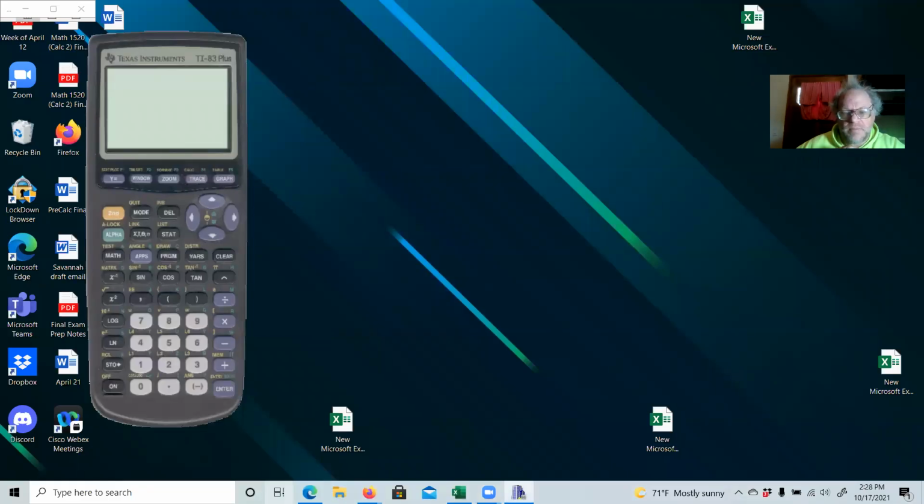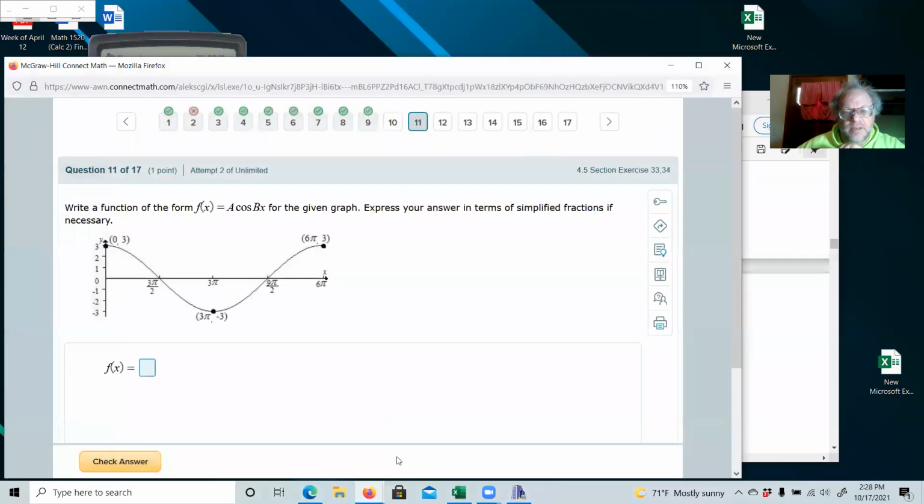All right, welcome back. So we're going to finish our discussion on sines and cosines, graphing them. And I think the best way to go is to pick up where we left off. So let's go ahead and share, and we'll bring up this one.